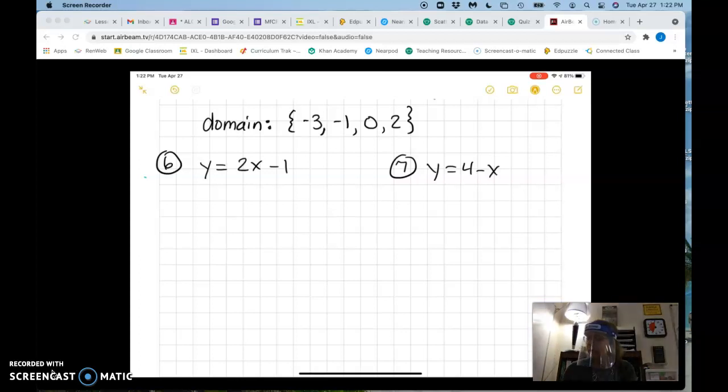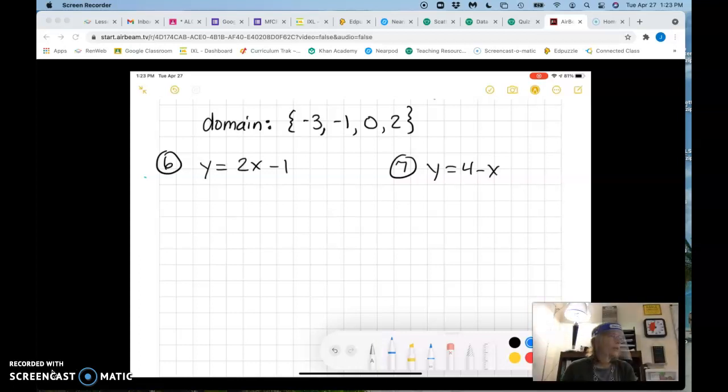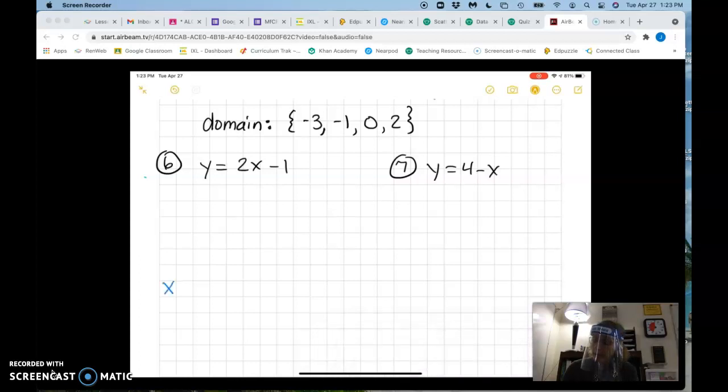So the domain is what value? What is the domain? But what value does the domain stand for? X. Good. So the domain is X. So they gave me all the X's, and they want me to find the Y's. So I'm going to make a little table here because it's easier to do it in the table. And I'm going to write all my domains down that they gave me. Then I'm going to plug each X into the equation and find out what Y equals for each of those.